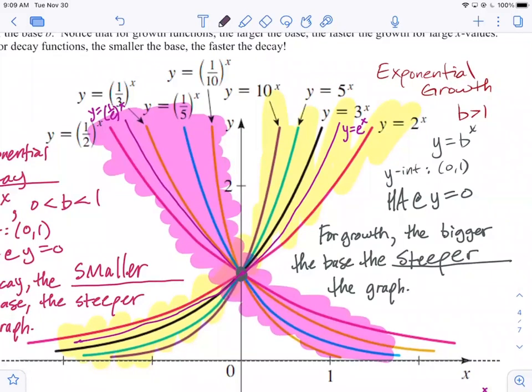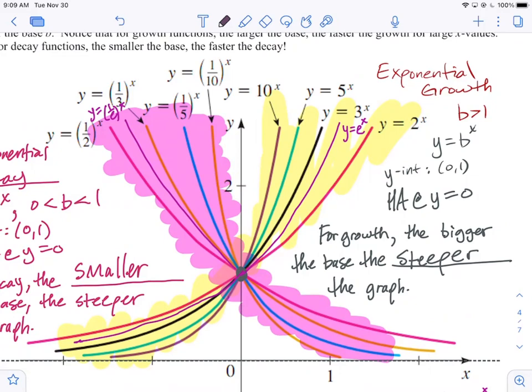So if 10 to the x is the steepest exponential growth, when you reflect that across the y-axis to get 1/10 to the x, that's going to be the steepest decay. And 1/10 is going to be smaller than 1/5, 1/3, 1/2. Okay, so remember, steep is a scalar quantity. It doesn't have a sign. It could be steep in any direction. So when I say steep, I mean that it goes to infinity faster on one side and goes to 0 faster on the other.